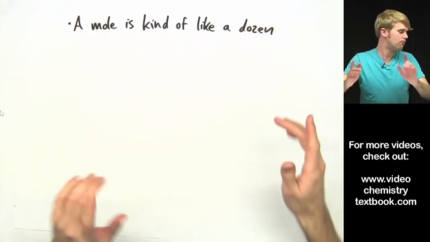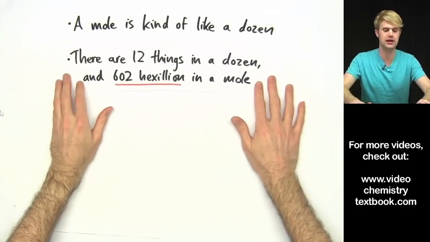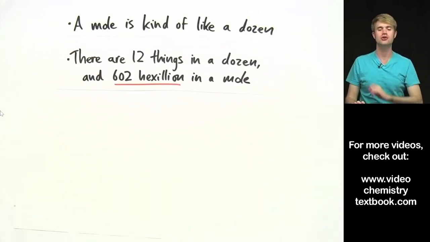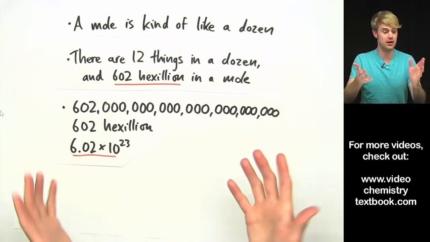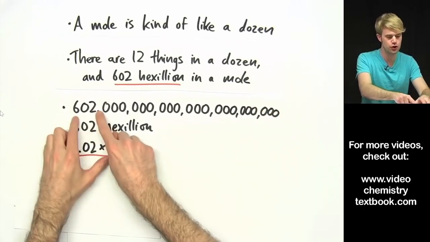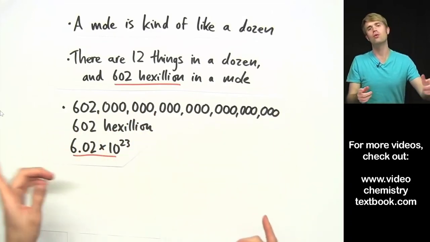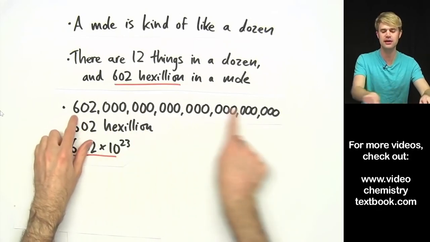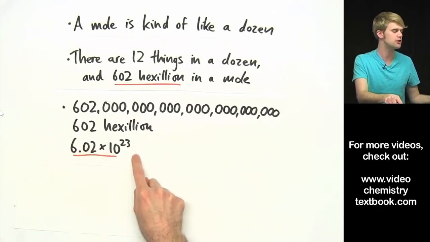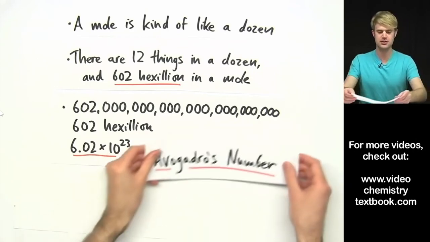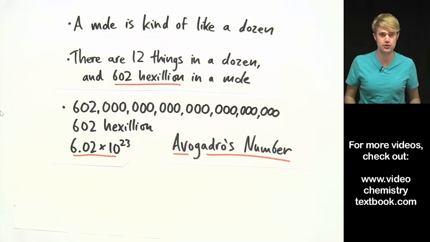So just to review what we've talked about, let's go over a few of the key points. A mole is kind of like a dozen, except there are 12 things in a dozen and 602 hexillion things in a mole. We can write this number in a variety of ways. We can do 602 with 21 zeros after it. We can call it 602 hexillion, or most commonly, we can abbreviate this number in scientific notation as 6.02 times 10 to the 23rd. This number, 602 hexillion, is often referred to as Avogadro's number.